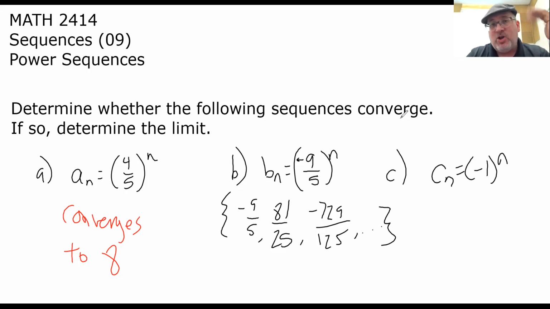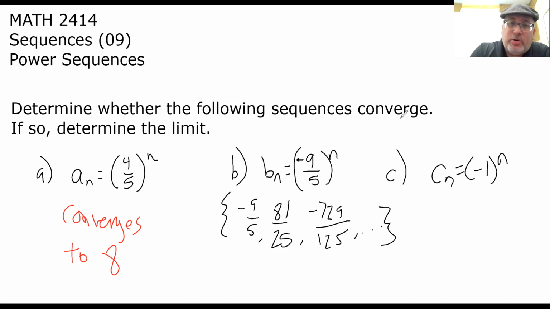And anytime a sequence alternates between signs, if it's going to converge, there's only one way it can do it. It has to converge to 0. Because if it converges to any other number, then the positive and the negative won't be equal. 0 is the only number whose positive and negative are equal to each other. So are these getting smaller and smaller?